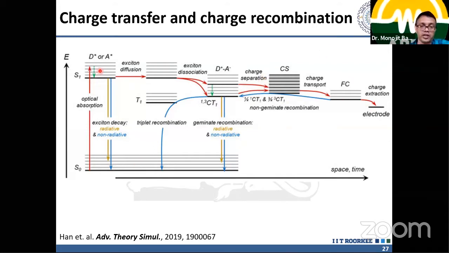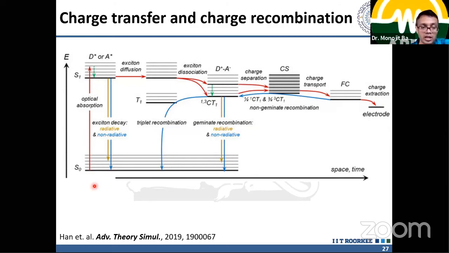So your target would be to design materials in such a way that this rate is much faster than this decay rate, such that you have more and more free charges, and that can be extracted here. So that's what this is, time and space scale, and this is the energy scale.